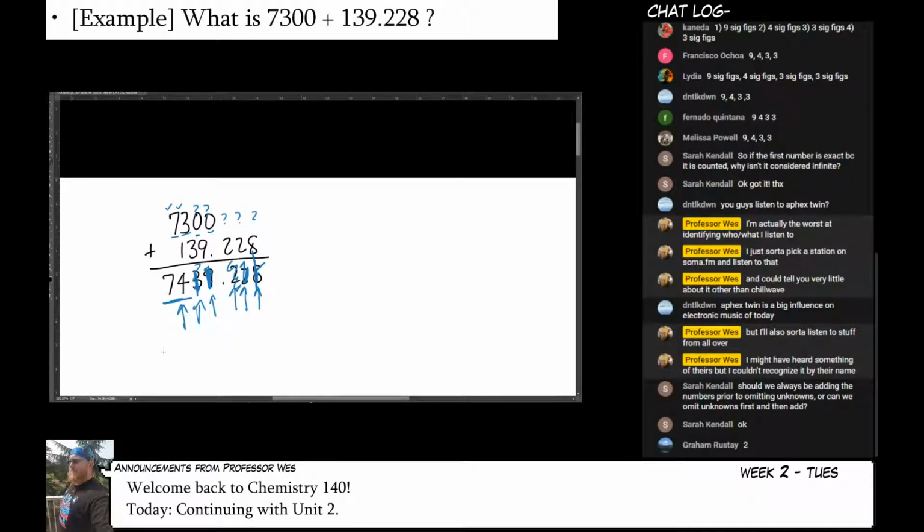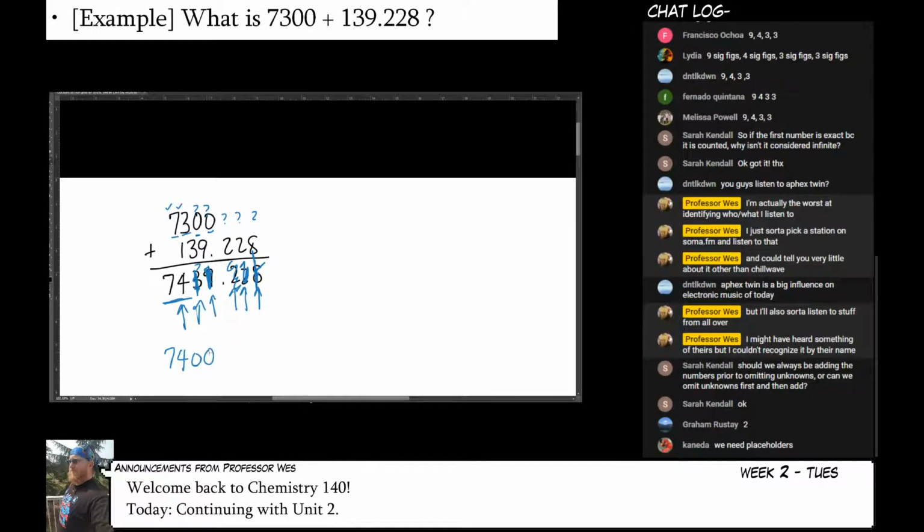And so I would report my answer as, huh? Would I report it as 74? No, this is the same situation as before with the, oh, I owe you $3,996. I'm going to round it to 4, right? So what we would do then is put placeholder zeros in. And so this is the answer I would report for this problem. So 7,300 plus 139.228 would give you a result that when rounded to the hundreds place only gives you 7,400. We lose all the rest of the information because those are placeholder digits. They are not known.